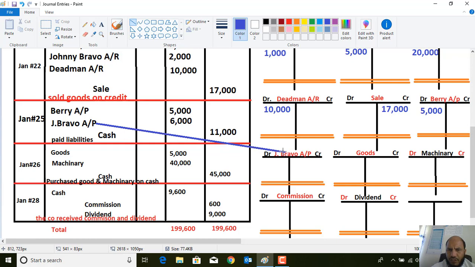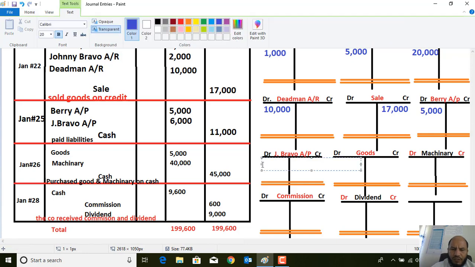Okay, good. Now we have another ledger by the name of the J Brav account payable. So this is the J Brav account payable ledger, and the amount is 6,000. It is available at the debit side. This is the debit record. The amount is available at the J Brav account payable, and let's record it. So dear students, the J Brav amount is 6,000 rupees and available at the debit side.